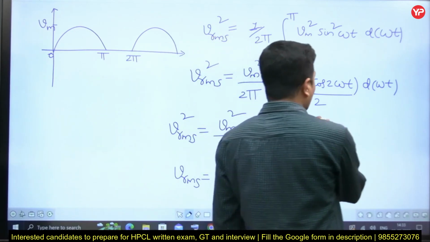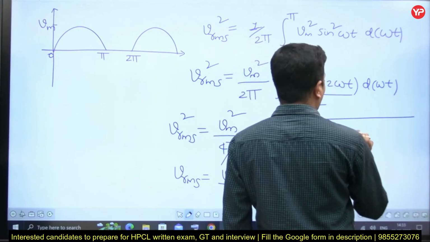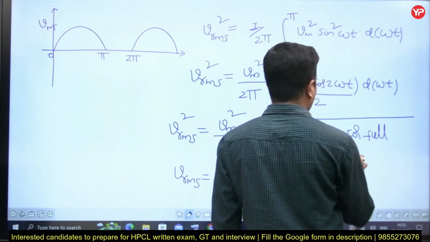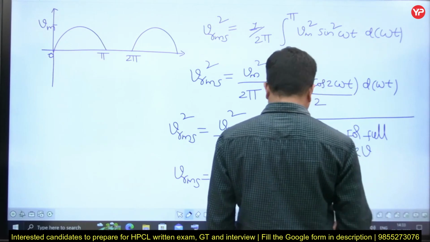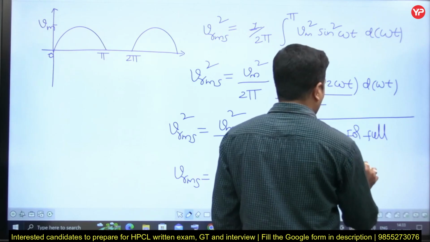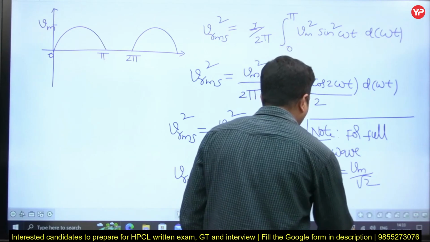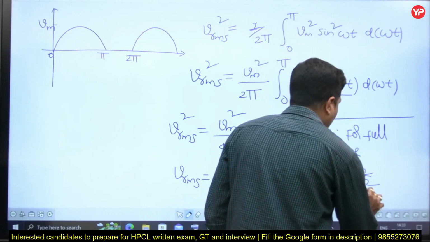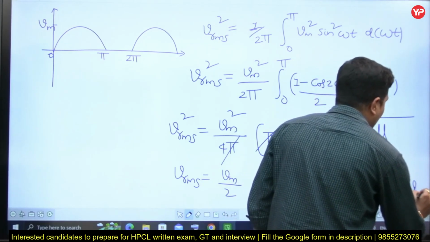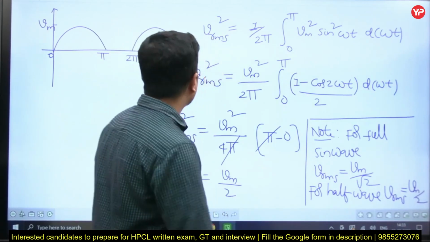Note this point here: for a full sine wave, Vrms is equal to Vm by root 2. For half wave, Vrms is equal to Vm by 2. Right? Now what is the question?